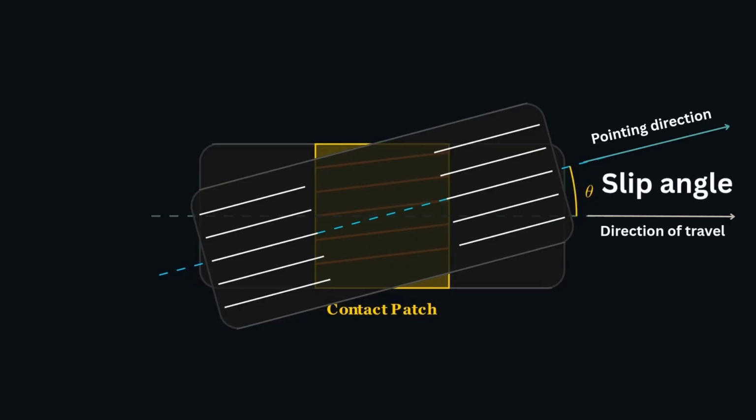How do we define it so that we can study lateral force better? Here comes the slip angle. Slip angle is the difference between the tire's heading direction and its actual direction of travel. Let's look now at how the lateral force changes with slip angle.